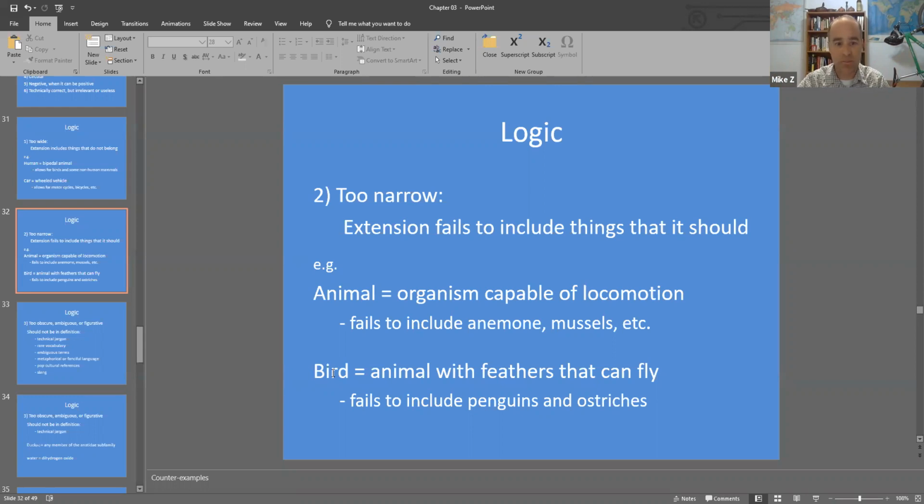Or bird, here's a famous one. Birds: animals with feathers that can fly. Okay, that does a pretty good job, but it is too narrow because it's excluding penguins and ostriches and other flightless birds.